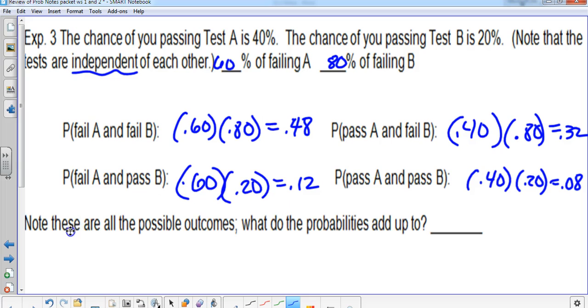Only 8% chance that you pass them both. Okay. If we add up all of these, 0.48, 0.32, 0.12, and 0.08, it adds up to 1. Okay? Because that's all the possibilities. You pass one, fail one. You fail them both, pass them both. All the possibilities are there.